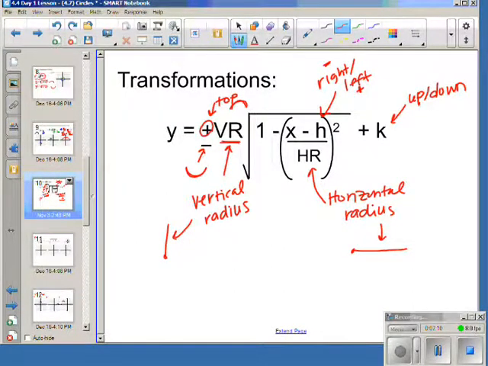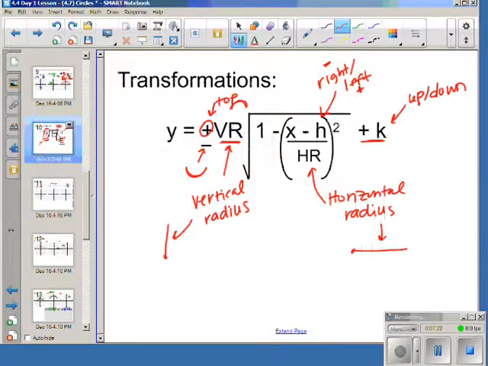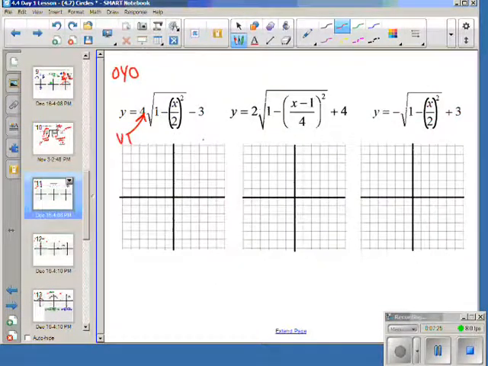All right? Okay, we're going to try one more together, and then I'm going to do two on your own. So let's look at this one. If you remember this guy, this tells me what our vertical radius is going to be. This tells me our horizontal radius. There's nothing that goes with the x, which means it does not move left or right. And this tells me it's going to go down 3. So we plot our center down 3.